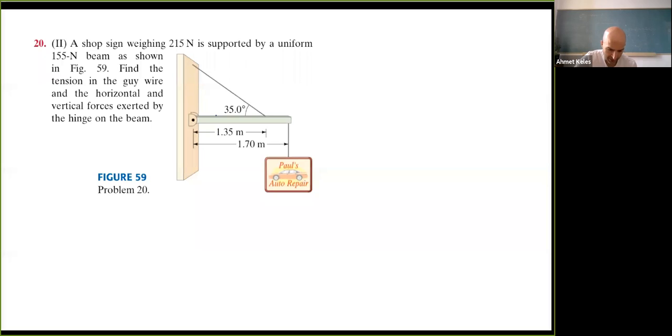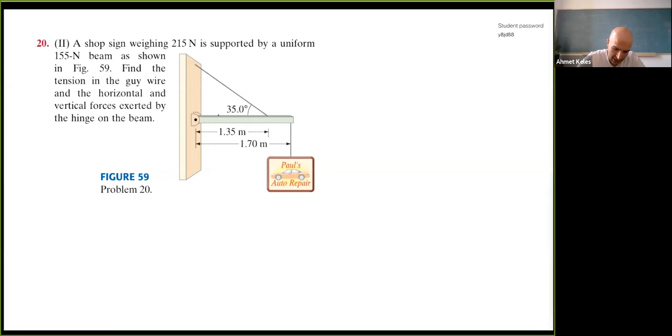So the next problem is, a shop sign weighing 215 Newton is supported by a uniform 155 Newton beam as shown in this figure. Find the tension in the guide wire and the horizontal and vertical forces exerted by the hinge on the beam here. This is the sign, there's some beam, and we'd like to find the tension here and the force on the hinge. Free body diagram. All right, let's do that.